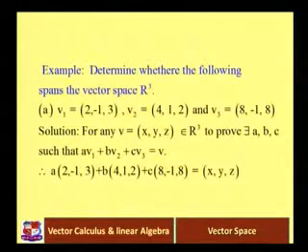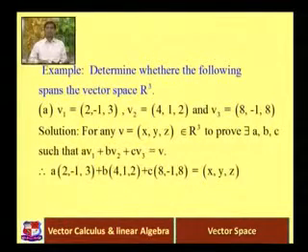What is our method? By definition, we start from any vector of R3 and try to find a, b, c in terms of x, y, z. If we do not get a, b, c in terms of x, y, z, we can say that the given 3 vectors do not span R3. This is the first example we already saw at the start of this lecture.